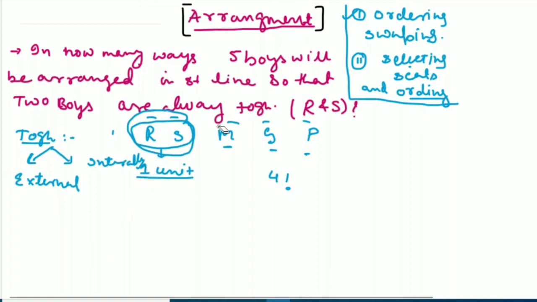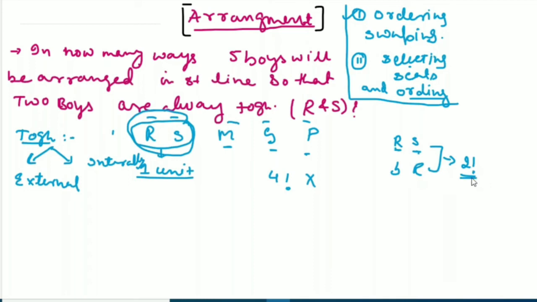One is done externally. So externally, this will be 1 unit, 2 unit, 3 unit, 4 unit, with 4 units at 4 places arranged in 4 factorial ways. And then we'll talk about internally. What is internally? Internally, Ram and Syam are 2 different boys, and they can be arranged in 2 different ways. First Ram can come, then Syam, or first Syam can come and then Ram. So this arrangement will be done in 2 factorial ways. So externally, 4 factorial ways, internally, only 2 units, so 2 factorial ways.